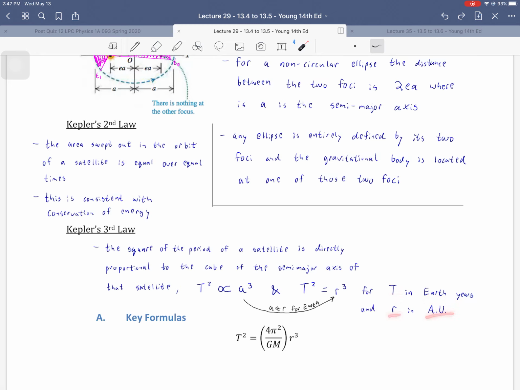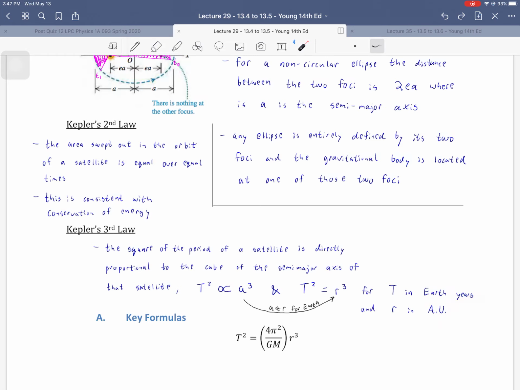We have to use T in Earth years and r in astronomical units. Because essentially what we're doing there is setting up a different dimensional analysis system, where we're not using meters and seconds, but instead using Earth years and AU. AU is just the distance of Earth from the sun, its radius of orbit, again assuming that it's circular. And when we do that, then all of the planets follow this exact same relationship.